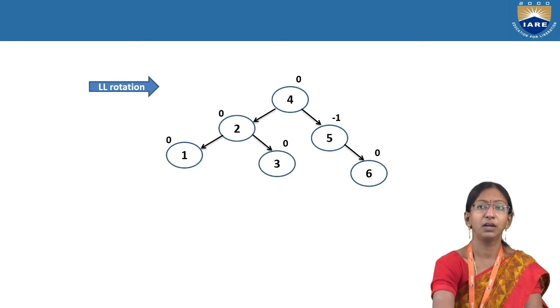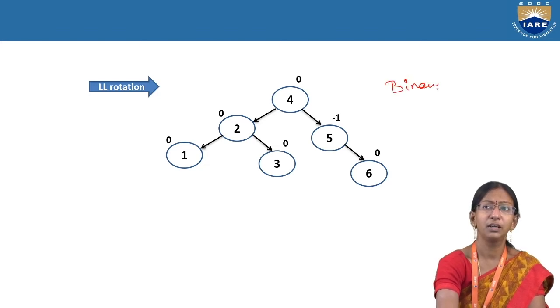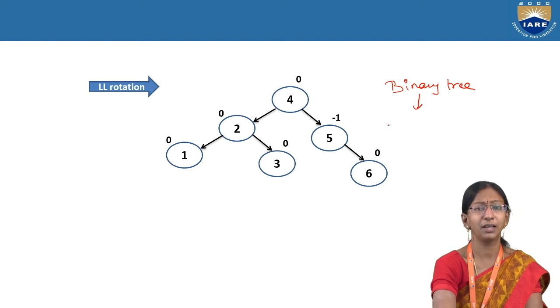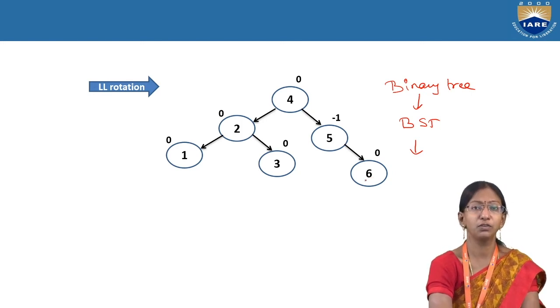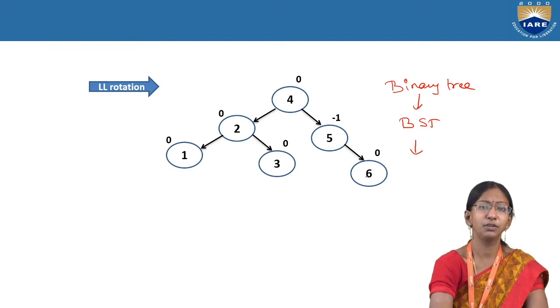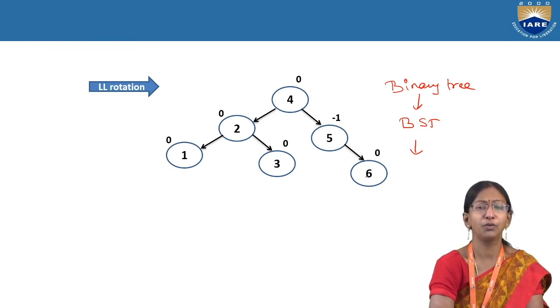Still, it is a BST. Guys, kindly remember this hierarchy. Binary tree. If you put a constraint on it saying that left elements will be less than or equal to the root, whereas right elements are greater than the root, you will get BSTs, binary search trees. And if you put a constraint saying that the balance factor must be -1, 0, or 1, that is, the difference of heights of the left and right subtree of every node must be either -1, 0, or 1, then it is known as an AVL tree.